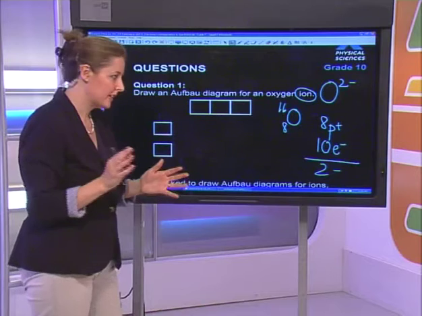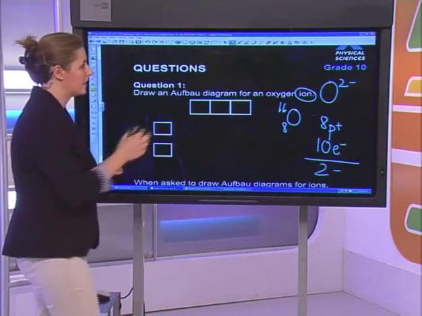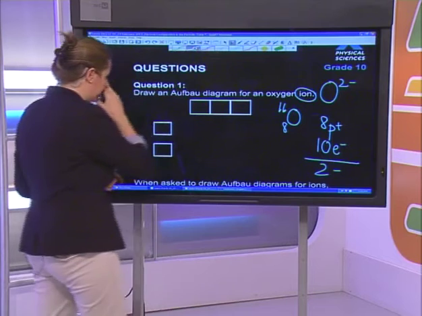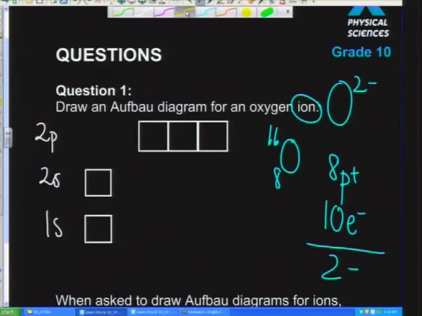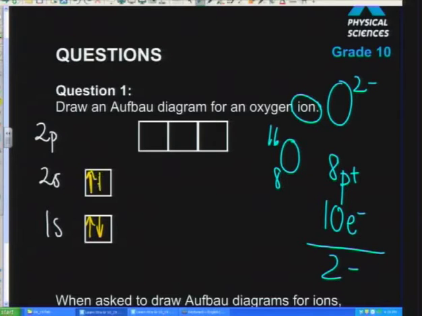Are you all happy with that? Let's come across and fill in our Aufbau diagram. So 1s, 2s, 2p, and we're going to fit these in. So in the first, 1, 2. In the second, 1, 2, 3, 4.